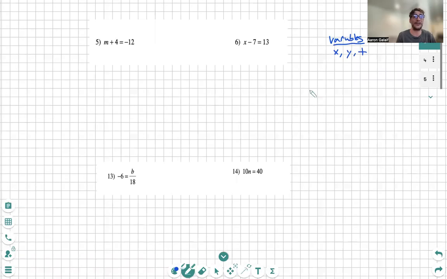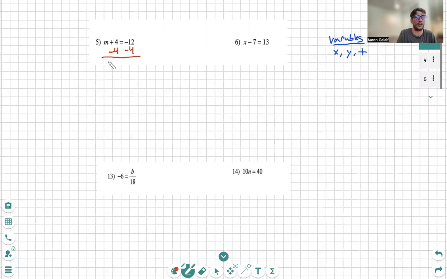Well, we call it inverse operations. And what that means is we are going to do the opposite of what's shown to move it to the other side. So I see that it's M plus 4 is equal to negative 12. Well, M is not by itself. It's attached to a plus 4, right? I need to get rid of that plus 4. Well, what's the inverse or opposite of plus 4? Minus 4. And what I do to one side, I must do to both.